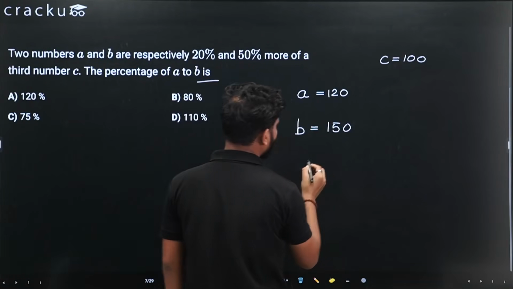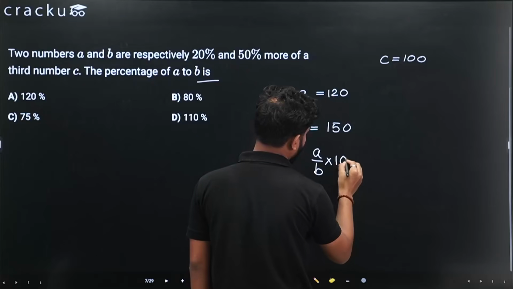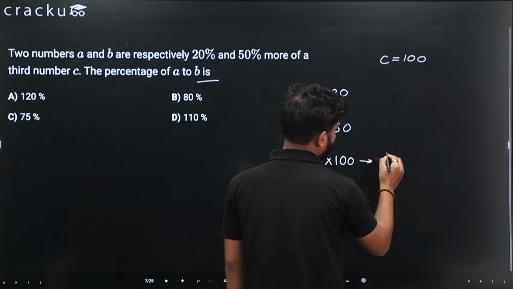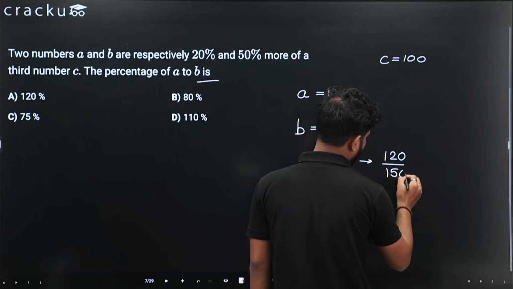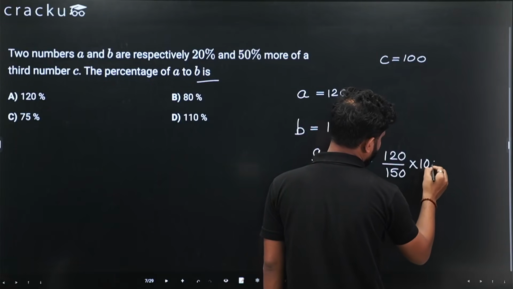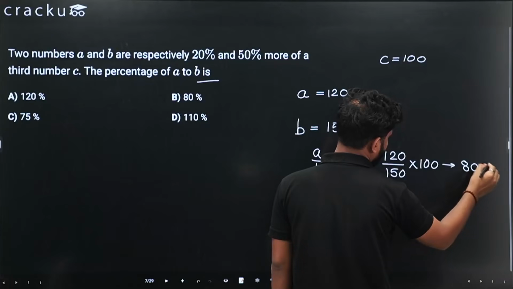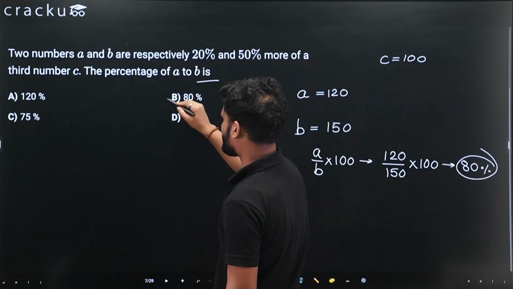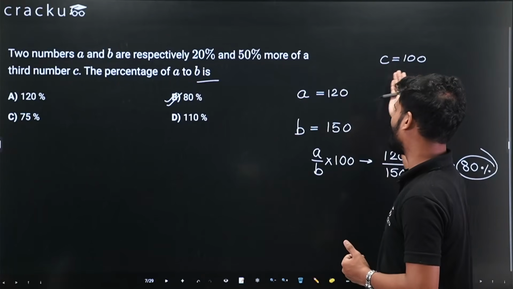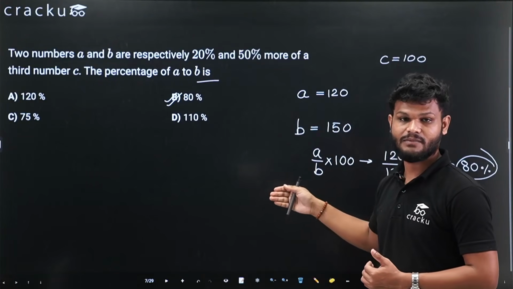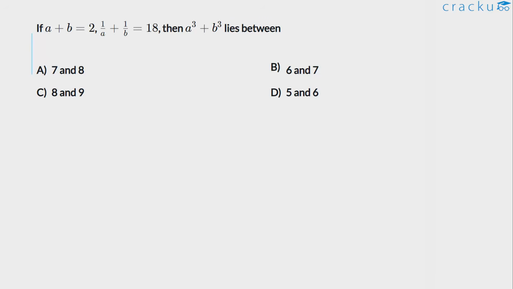What we need to find is the percentage of A to B. So A by B into 100. From here we can write 120 divided by 150 into 100. This will give you 80%. So the answer to this question is option B, 80%. Just assume some value of C, find A and B in terms of C, and then take the ratio. This is how you solve this question.